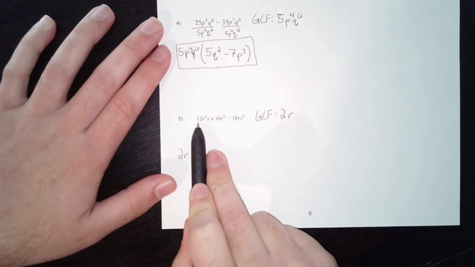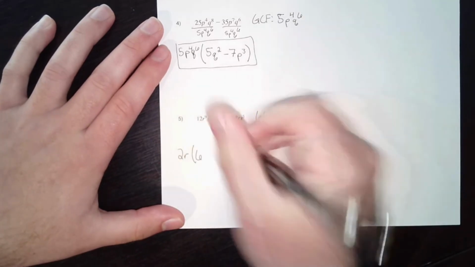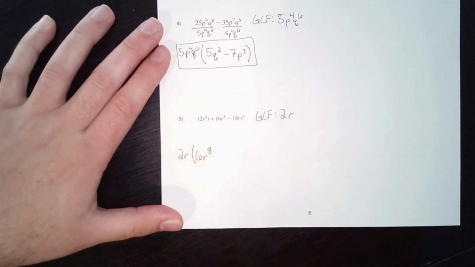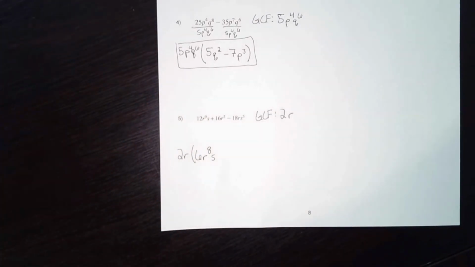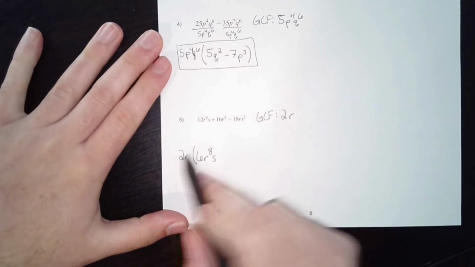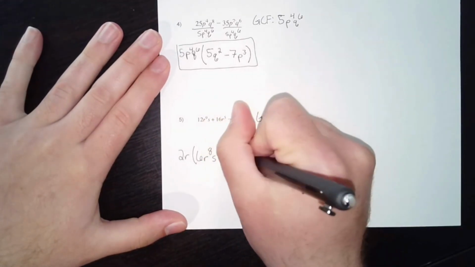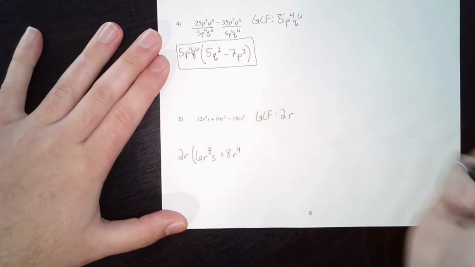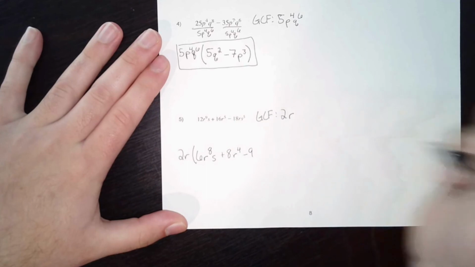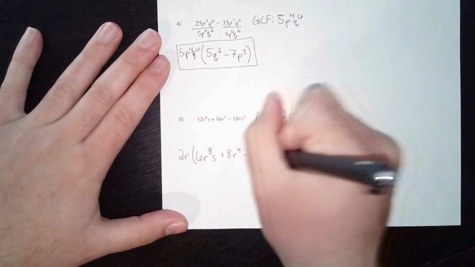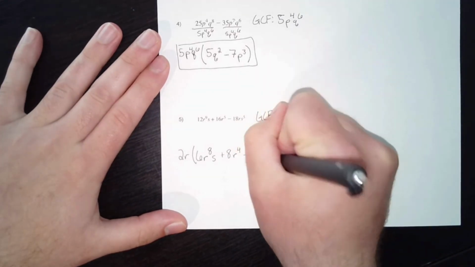So when I divide by 2 on the 12, I get a 6. When I divide by r, that's going to drop the exponent by 1, so it brings it to an 8. And then s comes down as well. Because I didn't have any s's, it just moves down. 16 I divide by 2 is 8. r drops by 1, so it goes to r to the 4th, and then there weren't any s's there. And then negative 18 is going to give me a negative 9. r goes away, and I end up with an s to the 5th because it just drops down.